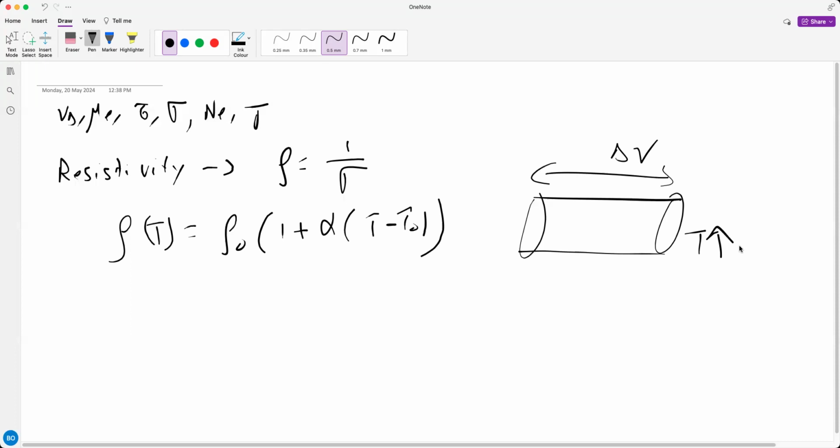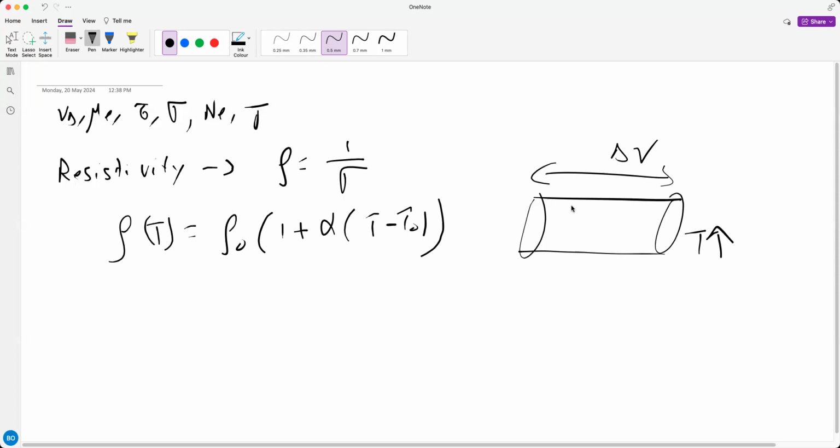Now, what will happen to the conductivity of a metal, copper for example, if I heat it? Does it increase, decrease, or stay the same? Does it not depend on the temperature? The conductivity would decrease, right? Okay.